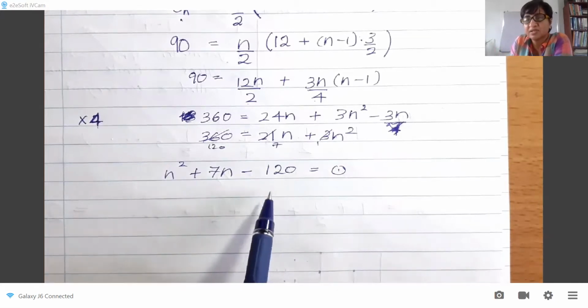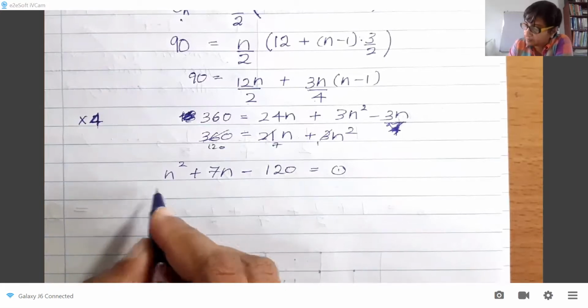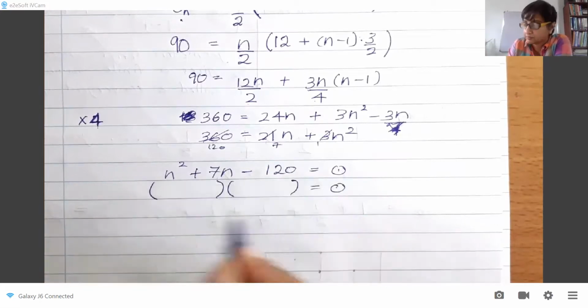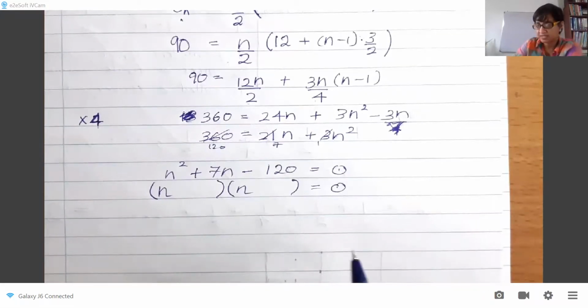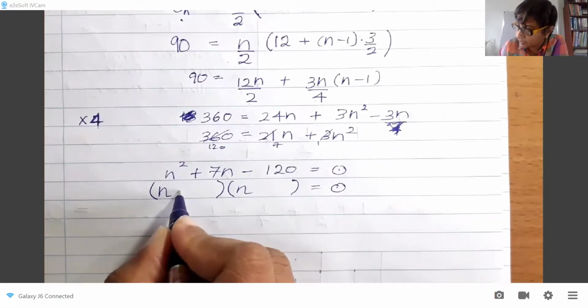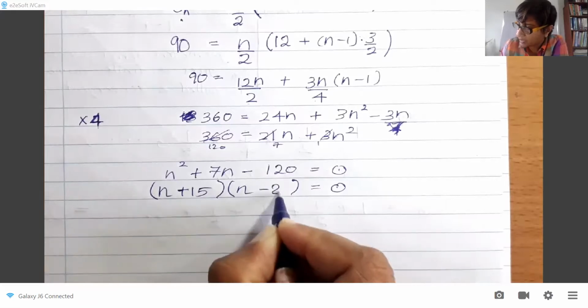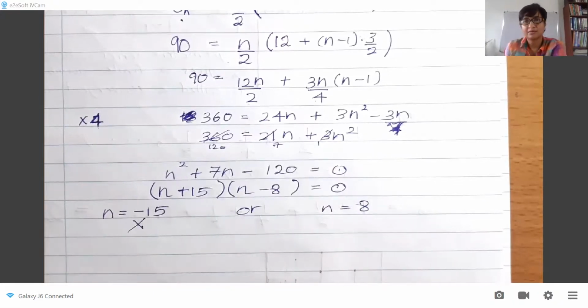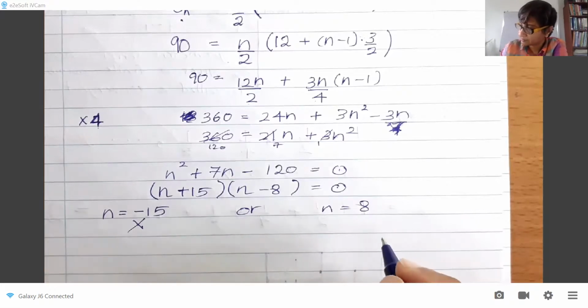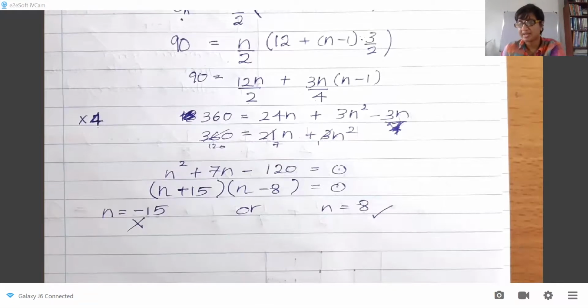Okay. What are the two factors here, Senitu? Does this factorize nicely? 8 and 15. So it's plus 15 minus 8. And you get n equals minus 15 or n equals 8. You reject minus 15 because the term number can't be minus 15. So that's the answer you keep. So there are 8 terms. Correct, now? Umasha, did you get it too?